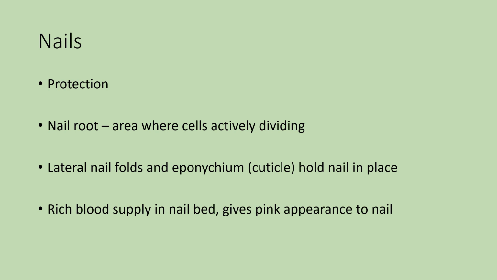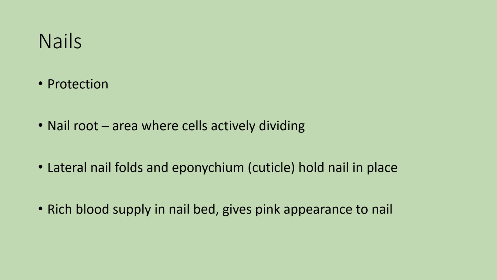The nails, another accessory structure. Nails are there for protection, as you notice on your fingertips and your toes, areas that oftentimes receive a lot of abuse. So the ends of those have the nails on them for protection. The nail root is the area where the cells are actively dividing. The nail root is below the skin so you don't actually see it. And then the cells are pushed out as the nail grows.